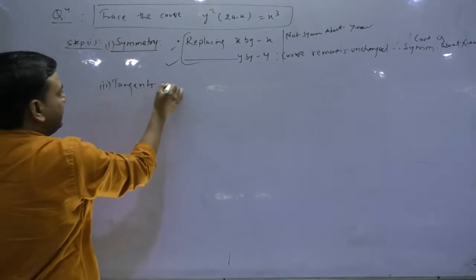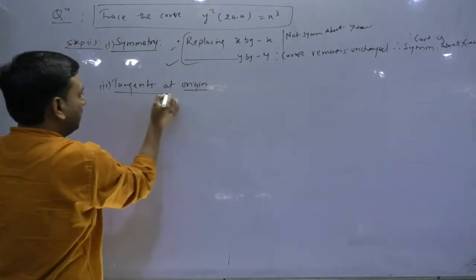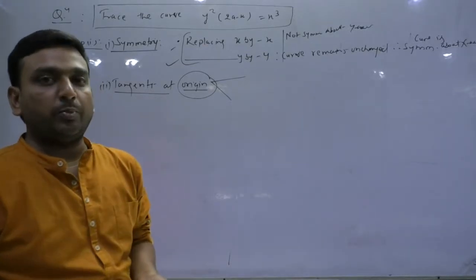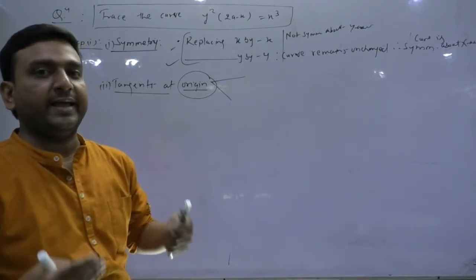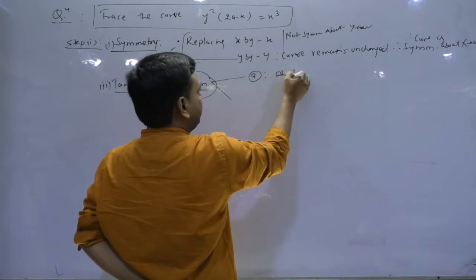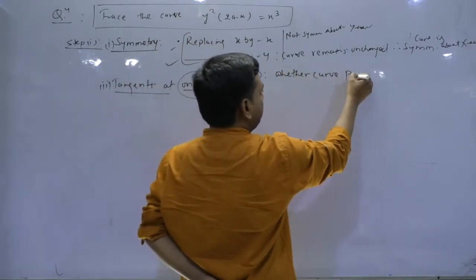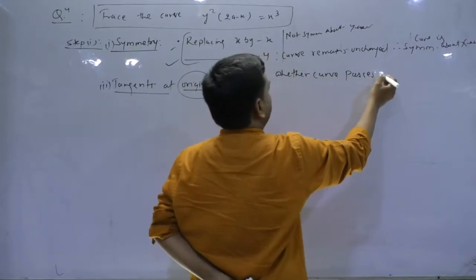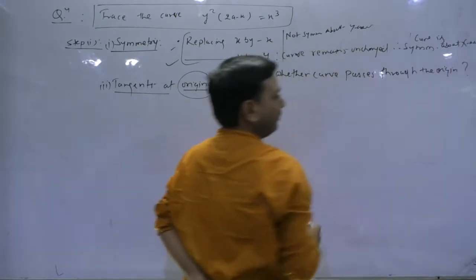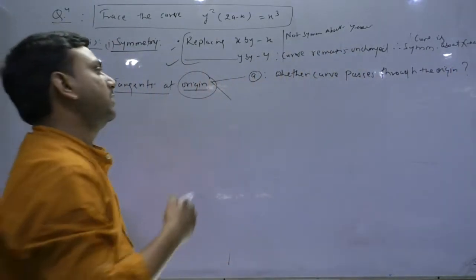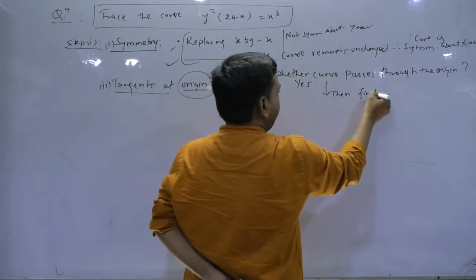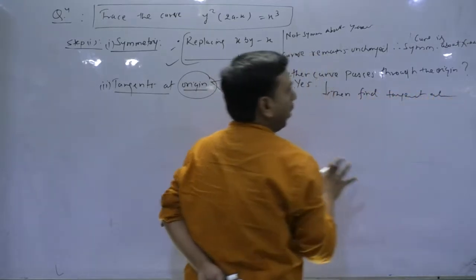Second component, tangents at origin. Okay बच्चे, so we need to find कि whether tangent is a multiple point, pole, cusp, node क्या है, that I want to know. So first priority इसमें क्या होगा, checking कि कर्व मेरा origin से पास भी हो रहा है कि बस ऐसे ही मजाक कर रहे हैं हम. Curve passes through the origin, means 0,0 satisfied the curve or not. So yes, if yes, then find tangents at origin.